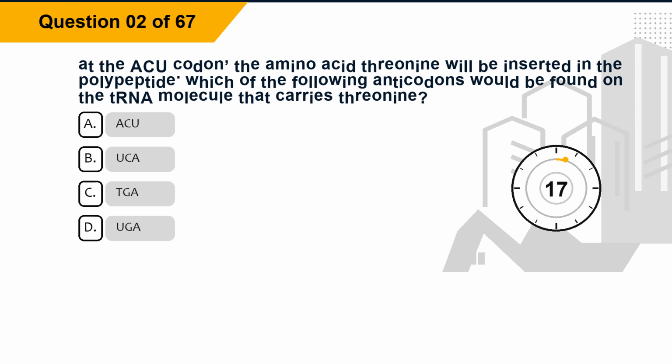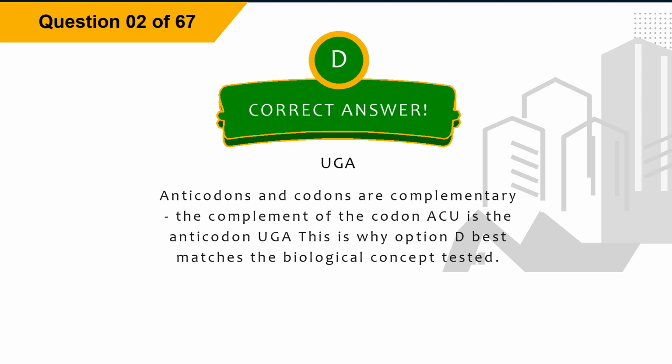Question 2. At the ACU codon, the amino acid threonine will be inserted in the polypeptide. Which of the following anticodons would be found on the tRNA molecule that carries threonine? Option A, ACU. Option B, UCA. Option C, TGA. Option D, UGA. The correct answer is option D, UGA. Explanation. Anticodons and codons are complementary. The complement of the codon ACU is the anticodon UGA. This is why option D best matches the biological concept tested.